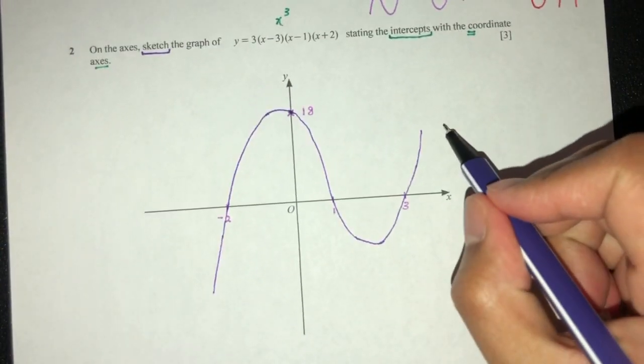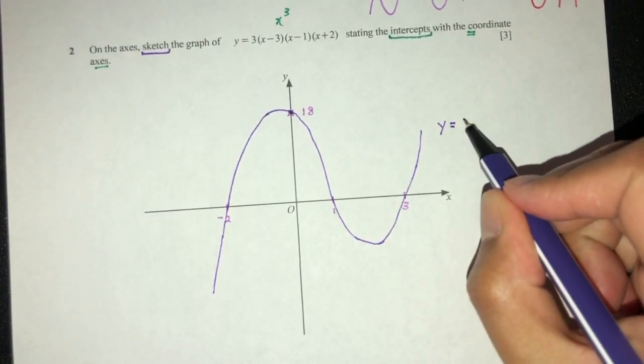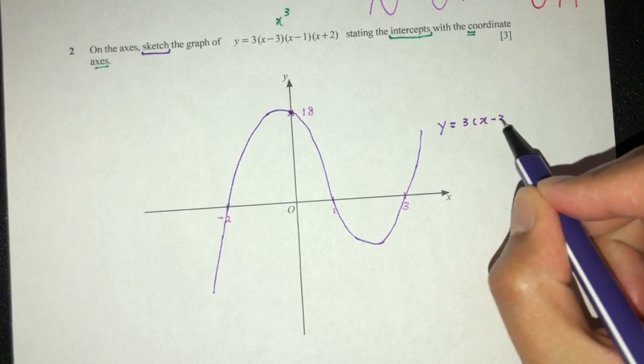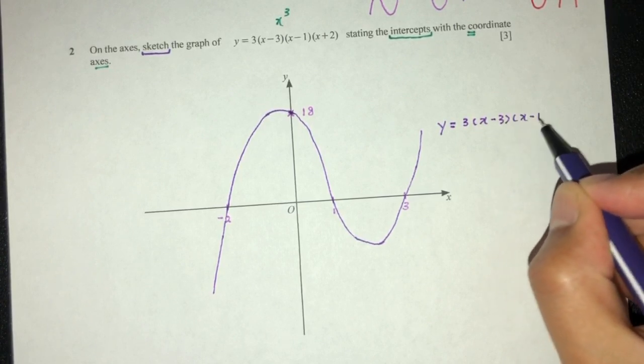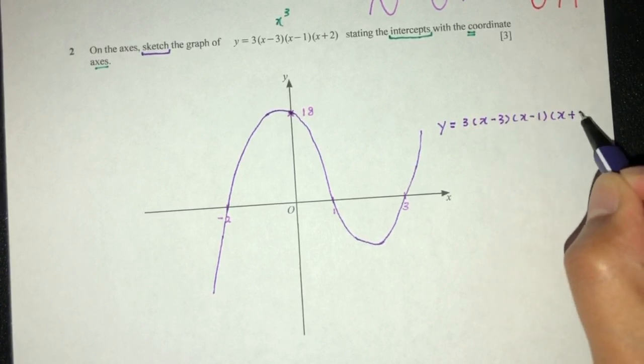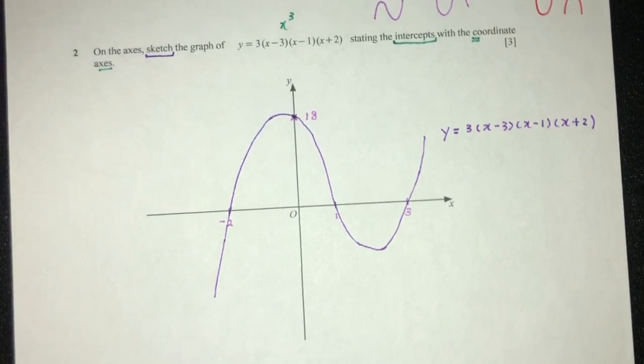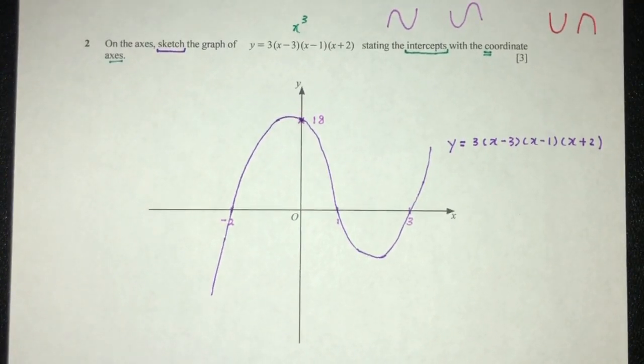Now obviously at the end you have to label this as y equal to your equation, which is 3(x minus 3)(x minus 1)(x plus 2). Okay, and that will be your question number 2.